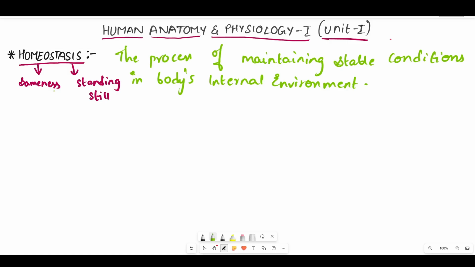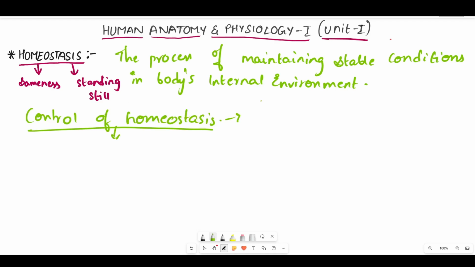If it is the external environment, it can be due to excessive heat. If it is the internal environment, for example if someone has skipped their breakfast, then the blood glucose level falls drastically, so that is a problem. To control this homeostasis, we have certain mechanisms. How do we control it? I already said that homeostasis will be changed only either because of the external or internal environment.